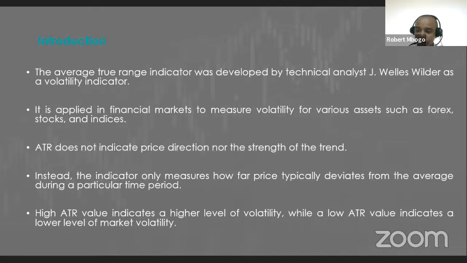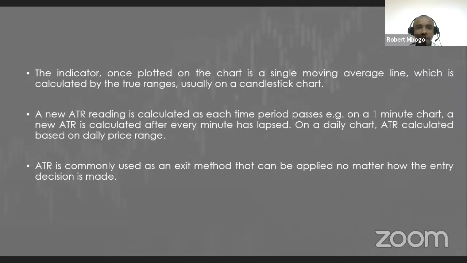Next slide. The indicator, once plotted on the chart, is a single moving average line, which is calculated from the true ranges, usually on a candlestick chart. A new ATR reading is calculated as each time period passes, e.g. on a 1 minute chart, a new ATR is calculated after every minute has elapsed. On a daily chart, the ATR is calculated based on the daily price range.